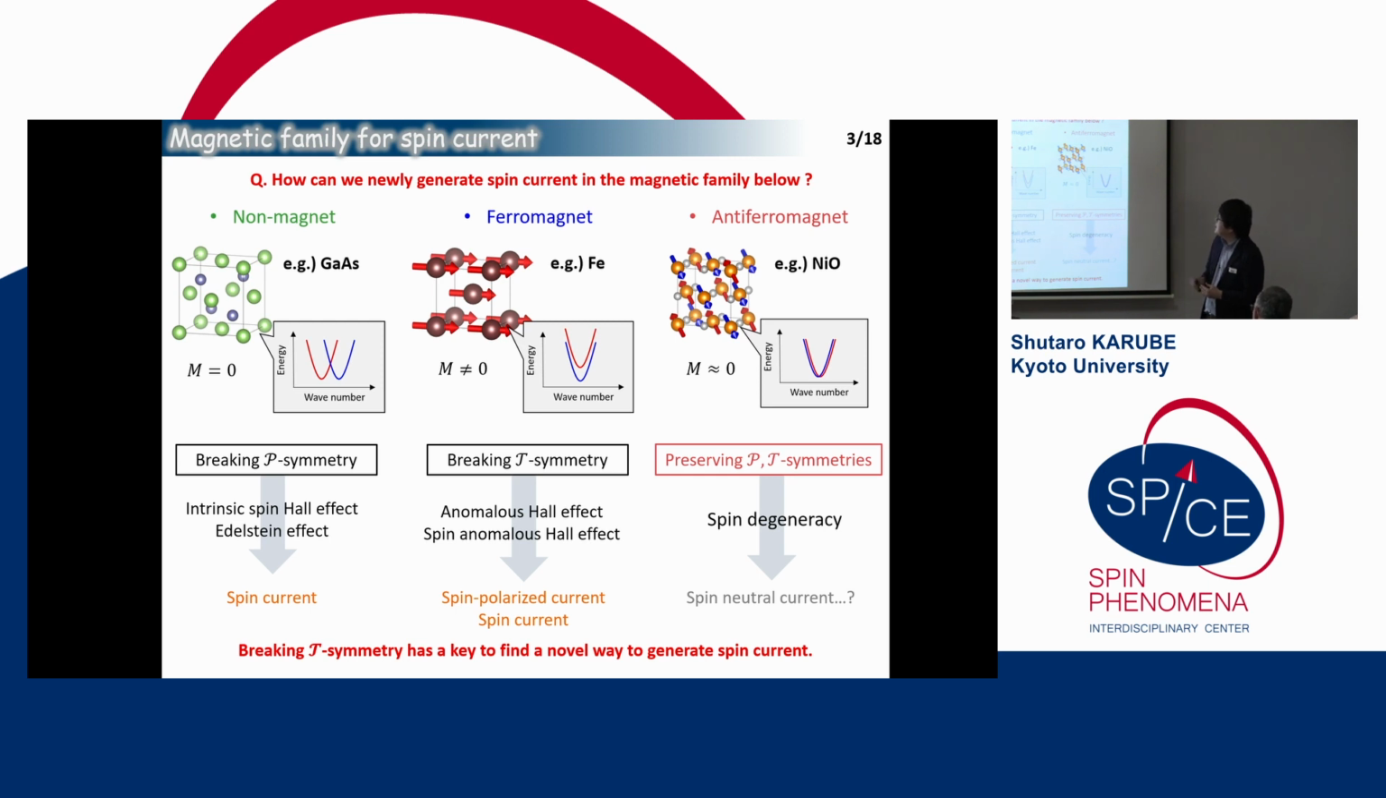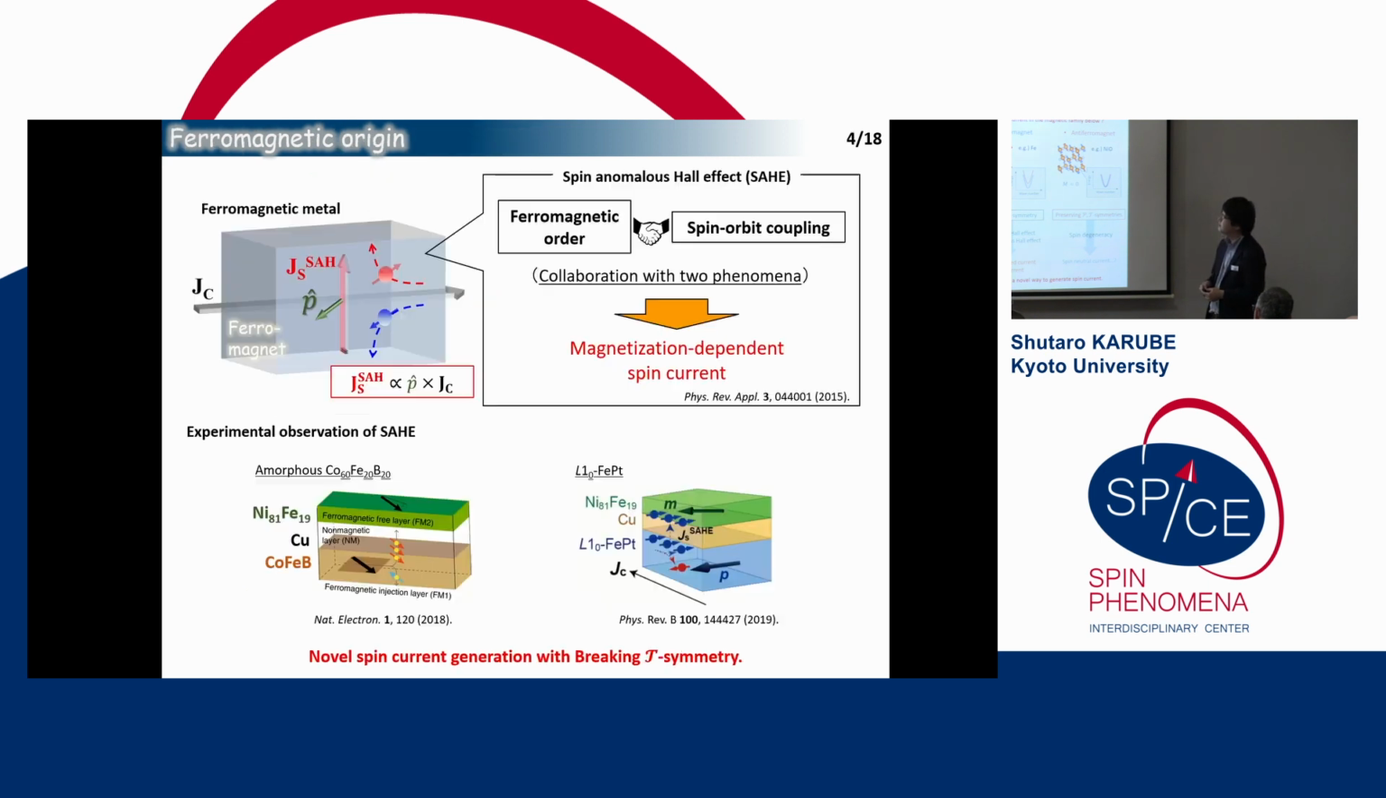On the other hand, as for the conventional antiferromagnet, such as nickel oxide, there is a preservation of the parity and time reversal symmetry leading to the spin degeneracy. So maybe we cannot get a spin polarized spin current. But the breaking time reversal symmetry maybe has a key to find a novel way to generate the spin current. So let's focus on this kind of magnet.